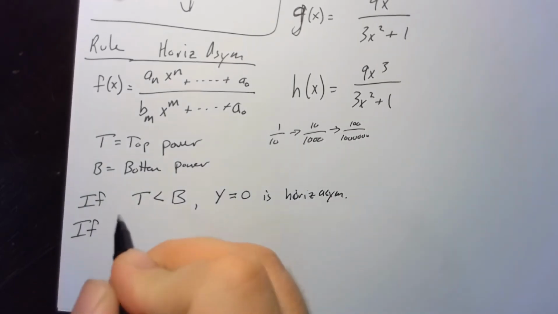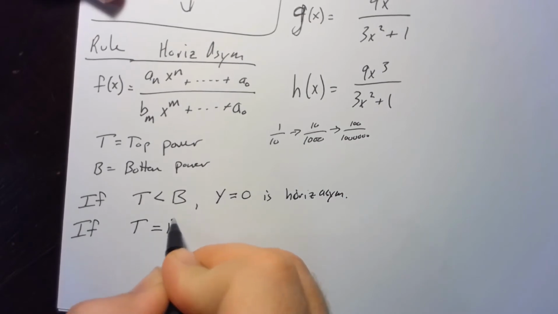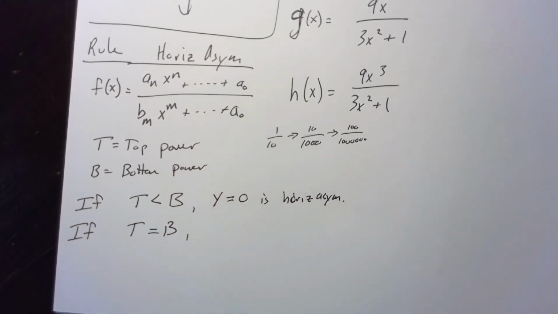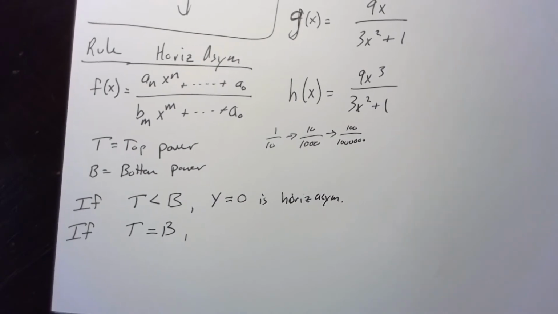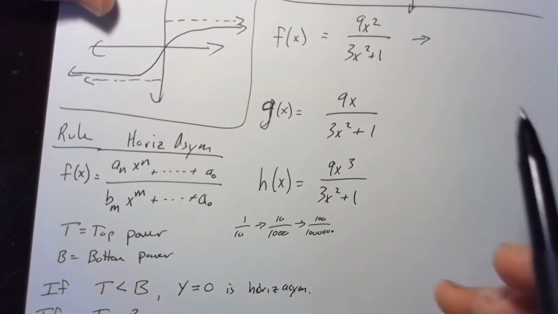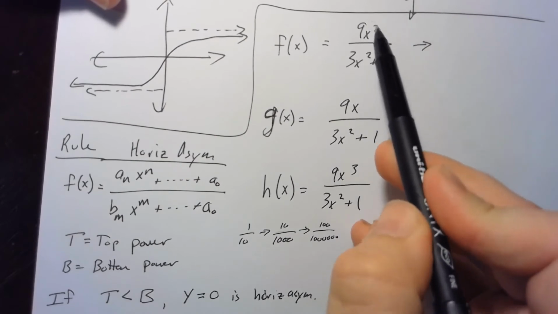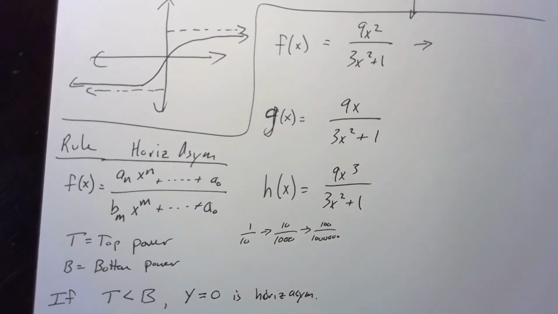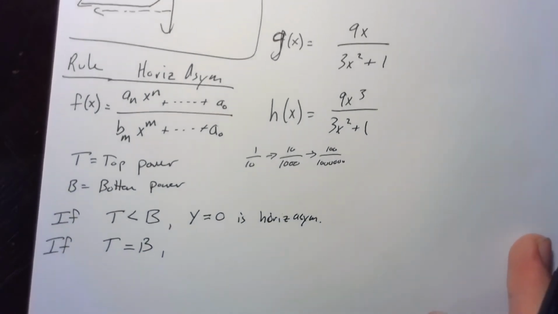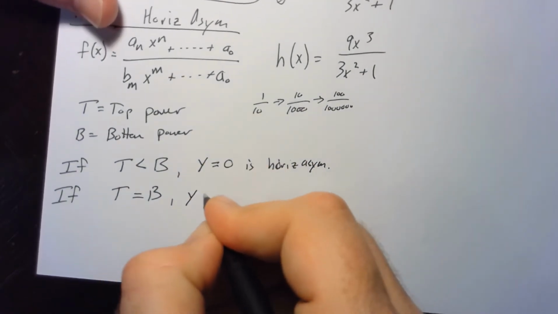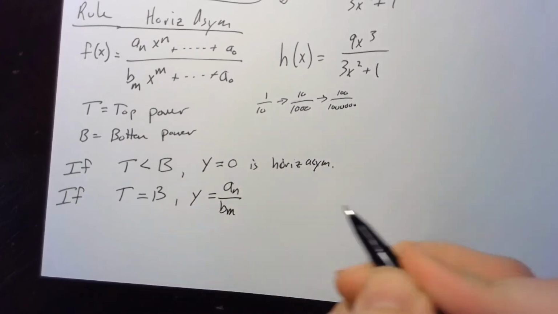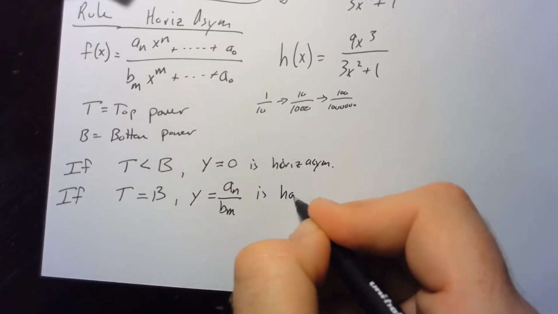So the next stipulation is, what if the top power is equal to the bottom power? Well, that means the values on top and bottom are simultaneously increasing at the exact same rate. Very much similar to x squared divided by x squared, those powers aren't really going to matter in the grand scheme of the problem. All that's going to matter is the coefficients. So y equals a sub n over b sub m is your horizontal asymptote.